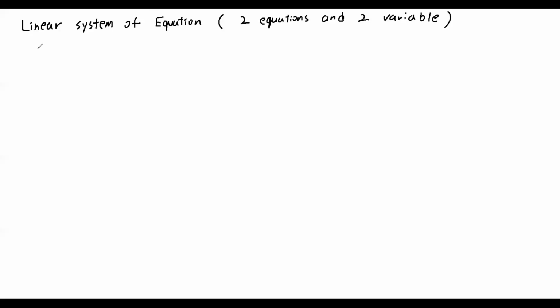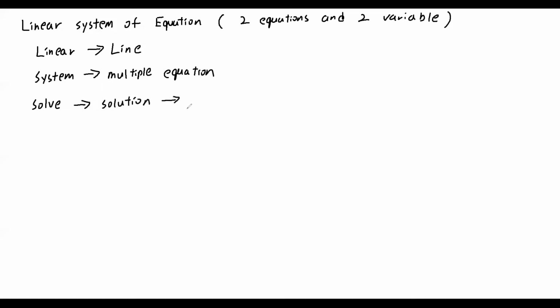So first, we have to identify a couple of vocabulary words. Linear means it's a line. The word system means multiple equations. Solve means solution, which is where the lines intersect.